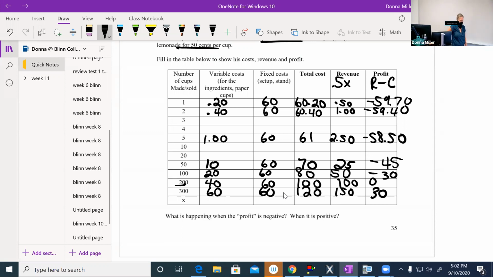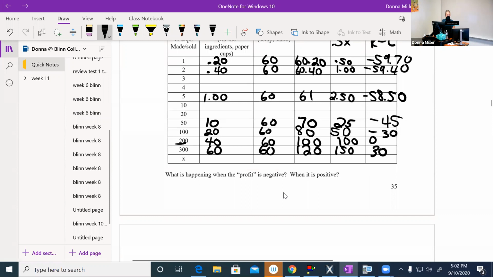They work through this stuff to figure out how much they need to make to maximize the profit. We're not even talking about maximizing, but they do that. All right. When the profit is negative, you're losing money as a business. When the profit is positive, you're gaining money.